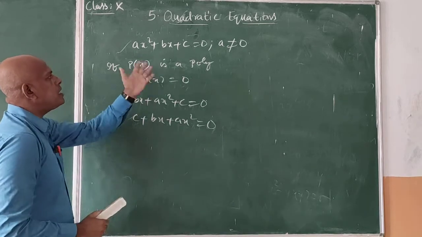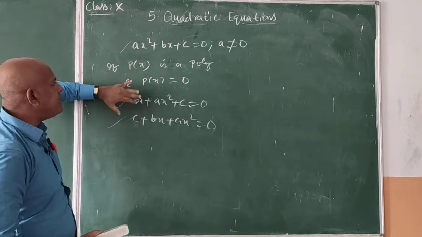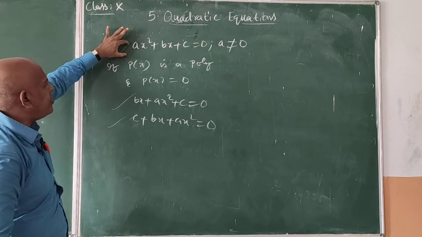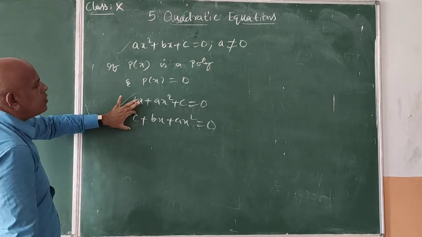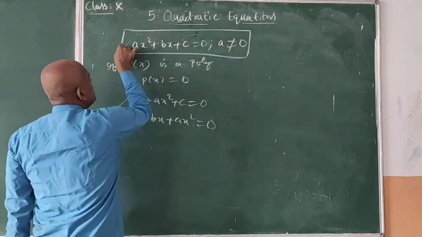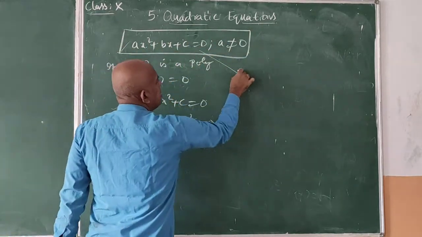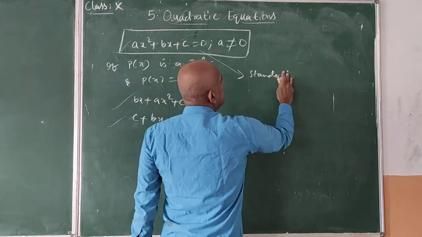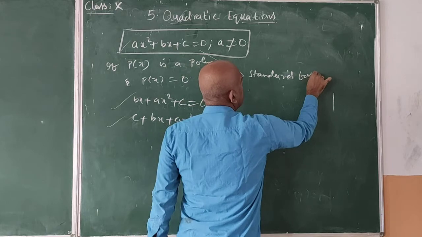So the terms are here and are shuffled here. But here, if we take this one, ax square, this is also a quadratic equation, this is also a quadratic equation, this is also a quadratic equation. But this is the standard form. This is the standard form of quadratic equation.